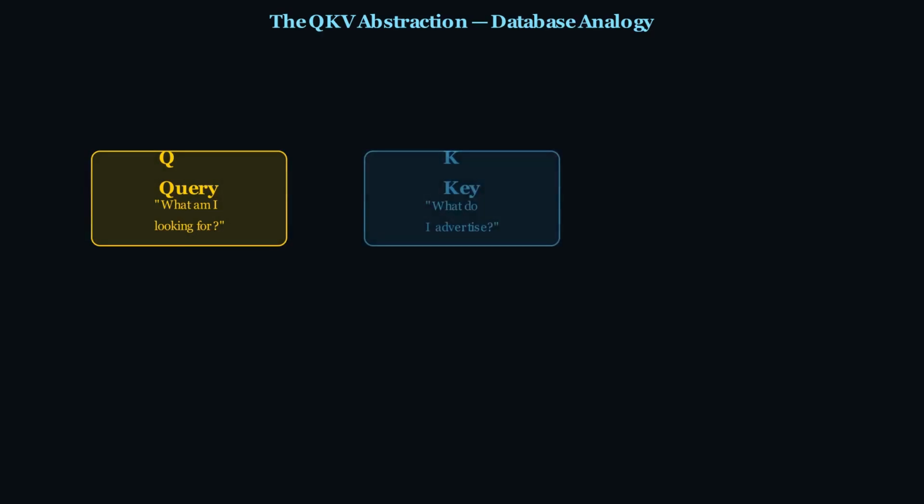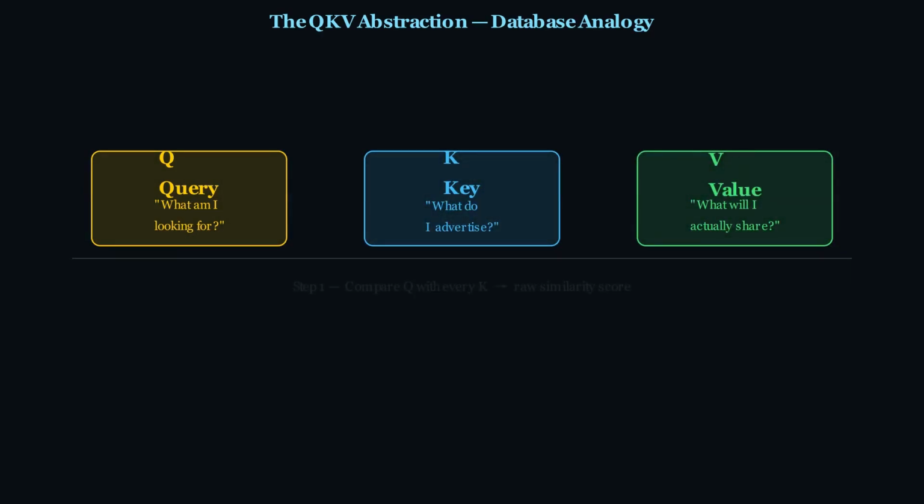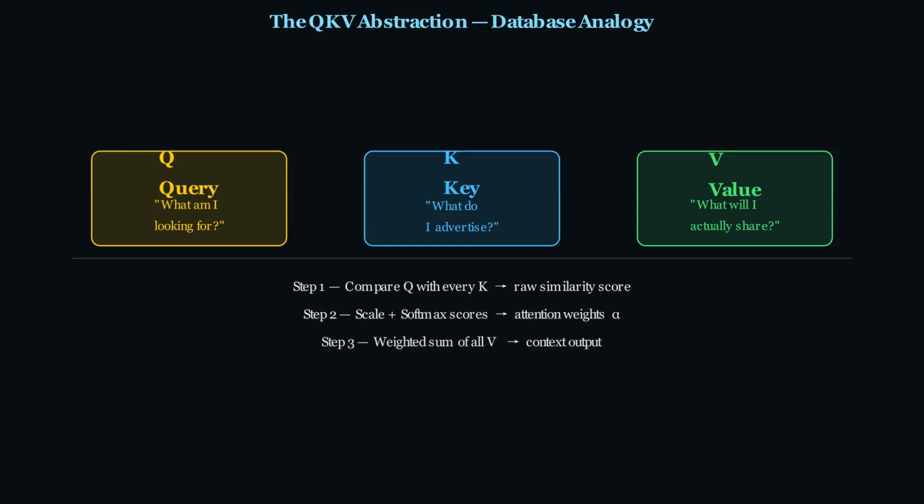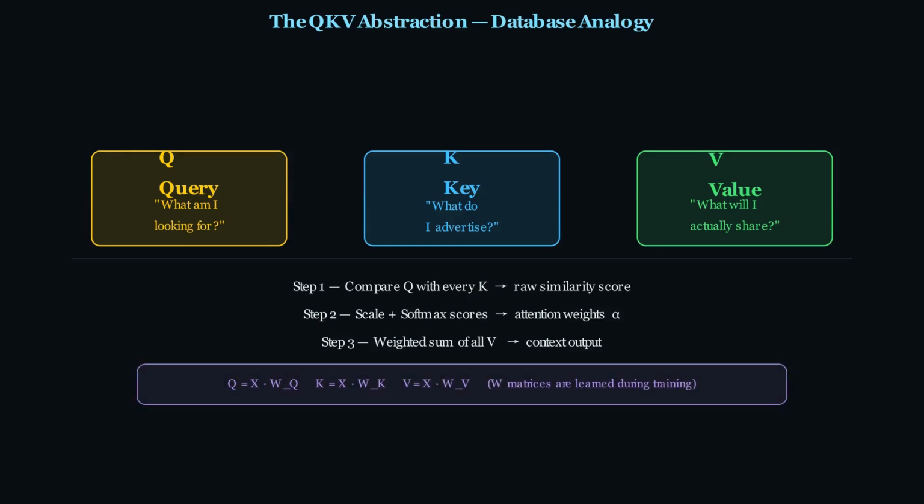The 2017 Transformer formalized attention into 3 matrices: queries, keys, and values. The best way to understand them is through a database analogy. 3 steps. Compute dot products between every query and every key to get similarity scores. Apply softmax to get attention weights. Then blend the values by those weights to produce the output. Q, K, and V are linear projections of the same input X through 3 separate learned weight matrices.